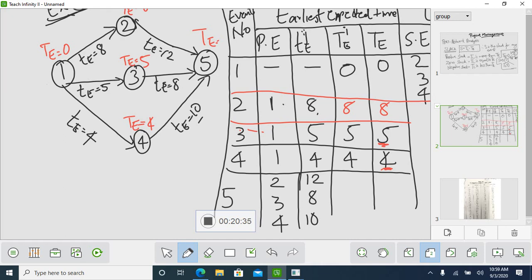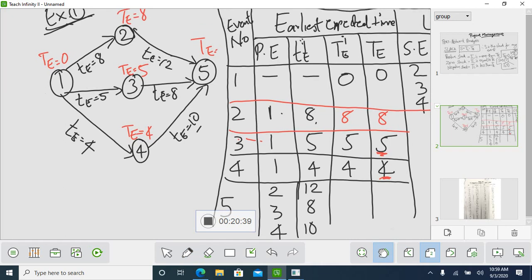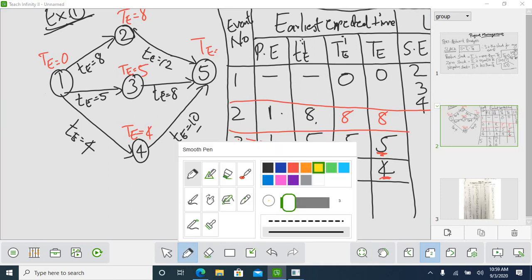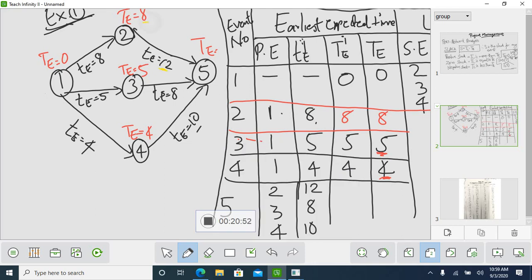So now you do the TEI. So you'll be calculating TEI. So if you take 2, you calculated 12, right? So what is 12 plus? You can take this 12 plus this 8. So 12 plus 8, what is your value?